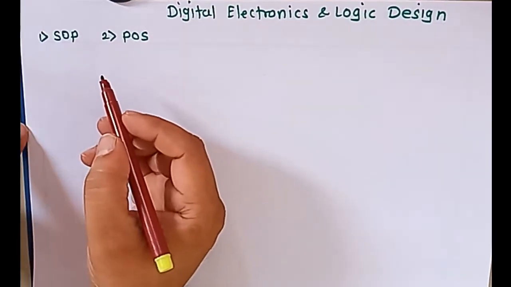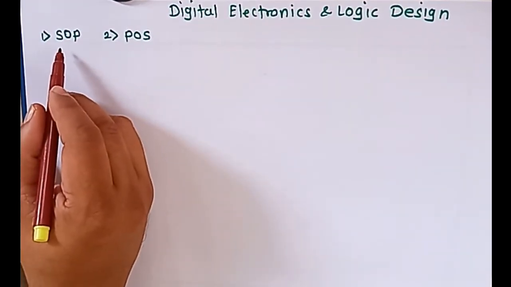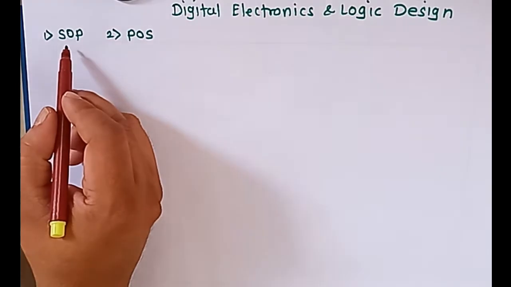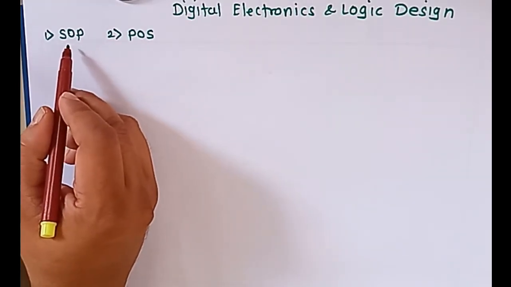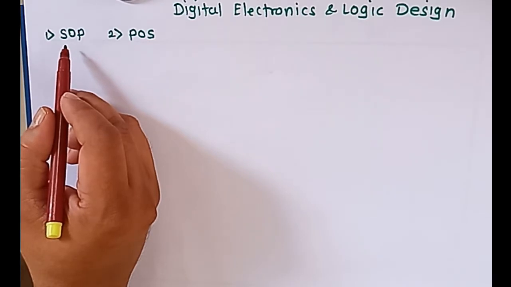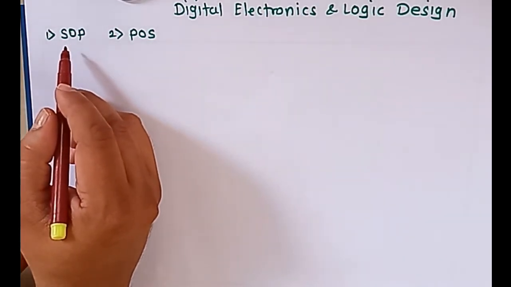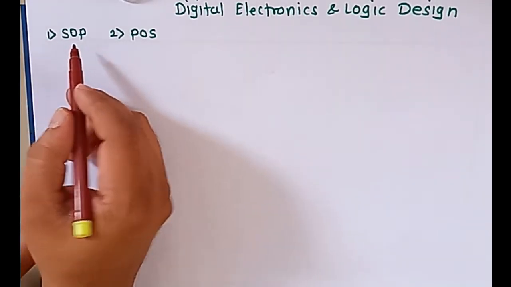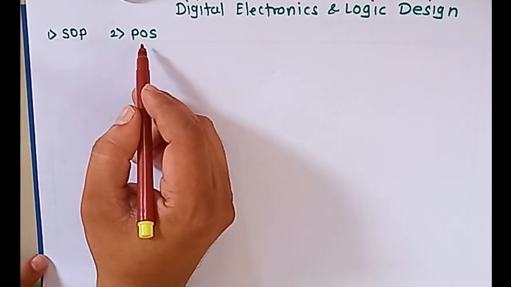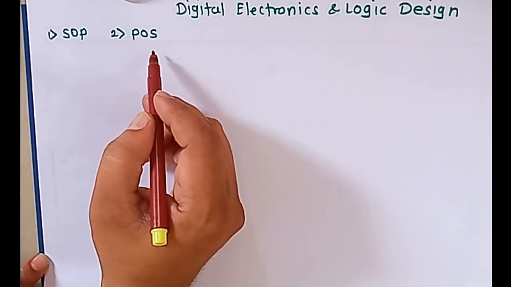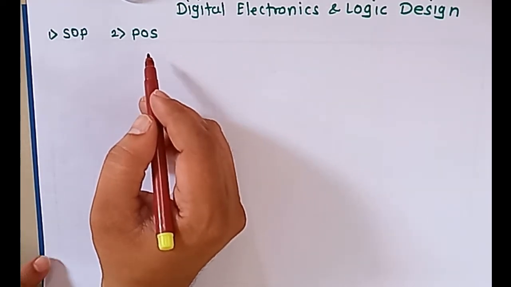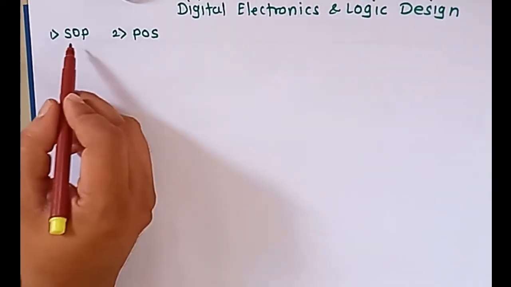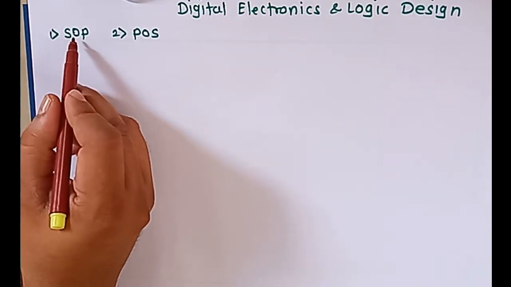In the last lecture we studied the two types of logical equation: one is the SOP equation and the other is the POS equation. SOP equation means the product terms are added to form the equation. In the case of POS, we have sum terms, and we perform the multiplication of those sum terms, meaning the product of sum terms, whereas SOP is the sum of product terms.